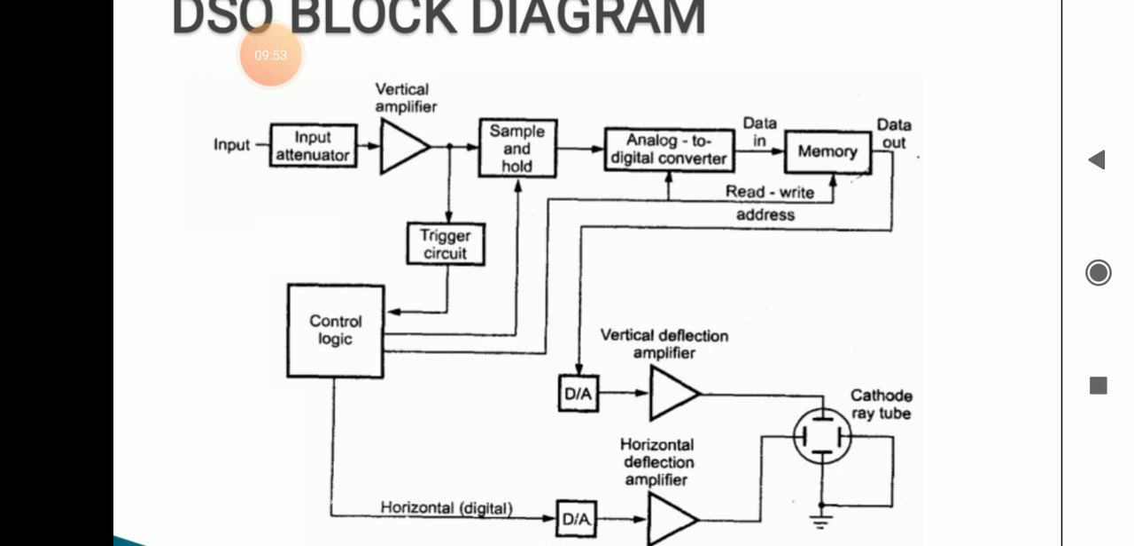If the trigger signal stops, then the write cycle stops but read continues. Means whenever the DSO is not receiving your trigger signal, the write cycle also stops, but read will continue.